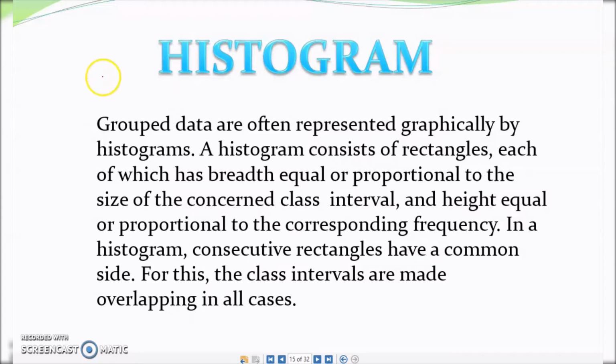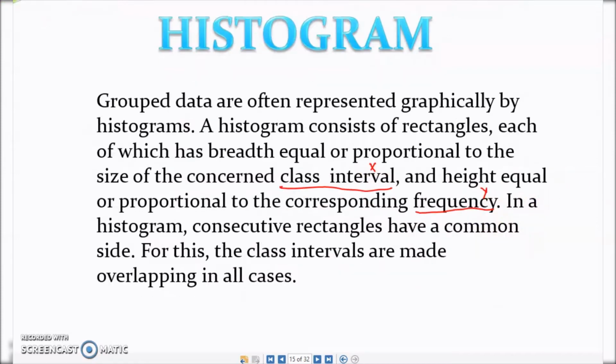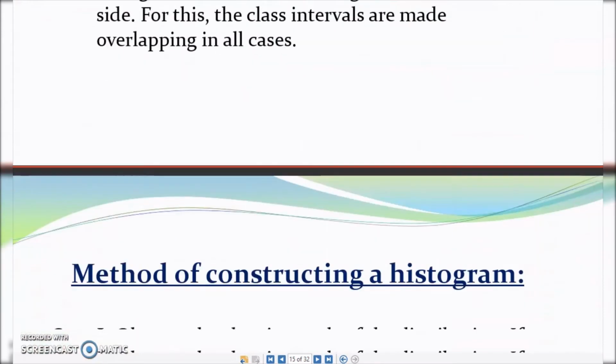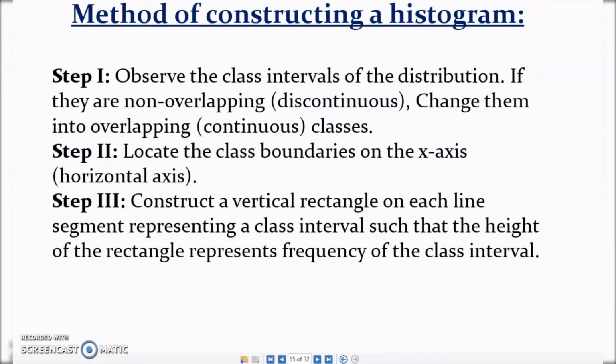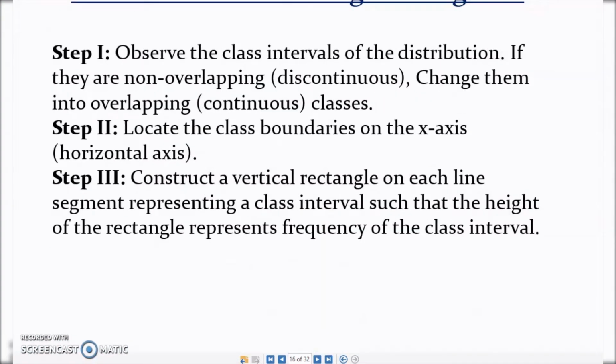So this is for representing basically the numerical data. Here you will have class intervals instead of categories, and the height will be the corresponding frequency. That means on the y-axis you will be taking frequency, and class intervals will be taken on the x-axis. And we will see now what type of data can be represented. Method of constructing the histogram.